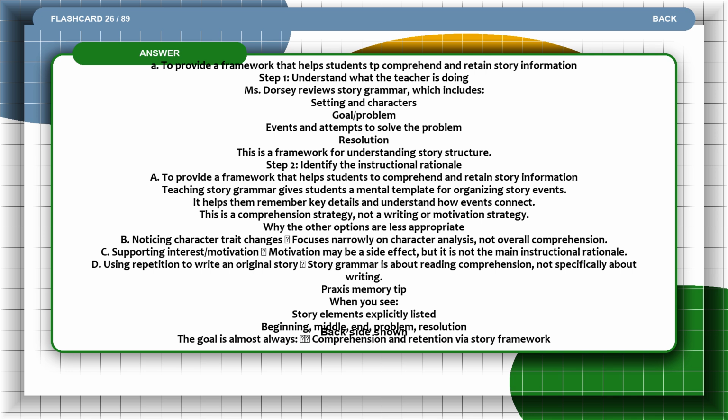Praxis memory tip: when you see story elements explicitly listed, beginning, middle, end, problem, resolution, the goal is almost always comprehension and retention via story framework.